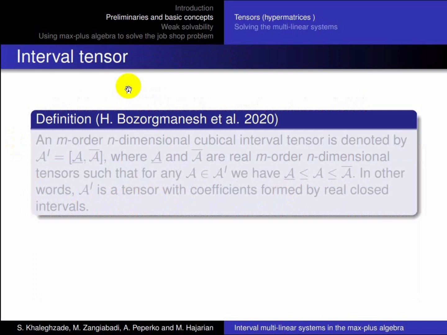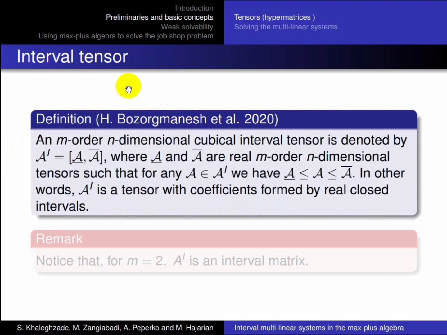Let's give you the definition of an interval tensor. An interval tensor is a tensor with coefficients formed by real closed intervals, or in other words, an interval tensor is a tensor where every element is an interval, and this notation is an interval tensor where A bar is the upper bound of interval tensor A.